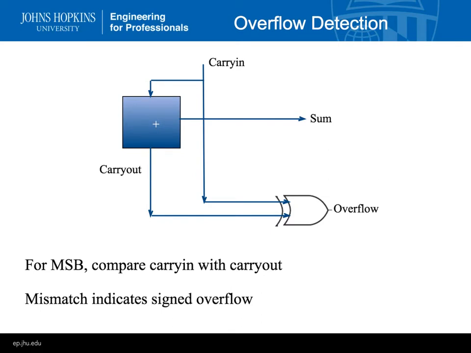So here is our unit for overflow detection, and that would just be in the highest order bit. So we would have this XOR gate. If they're different, this would be 1, and that would indicate overflow.